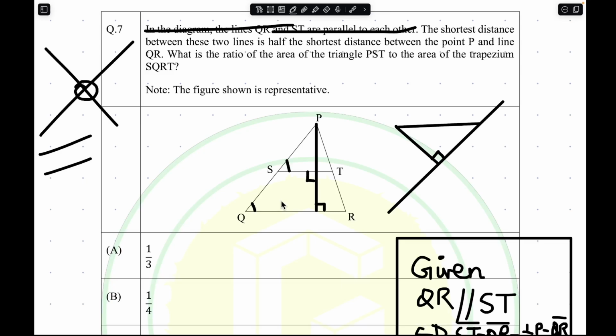With this information with us, we can then read the line again and understand it better. The shortest distance between these two lines is half the shortest distance between the point P and the line QR. So the shortest distance between these parallel lines is given by this distance because it is perpendicular to both of them. And this is given as half of this whole line, meaning that this length is same as this length. That part we can directly deduce because this is half of the whole length. So this part represents the other half.